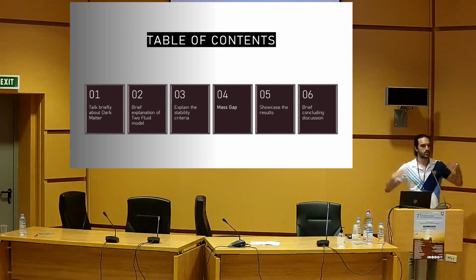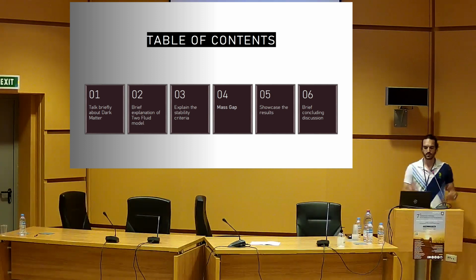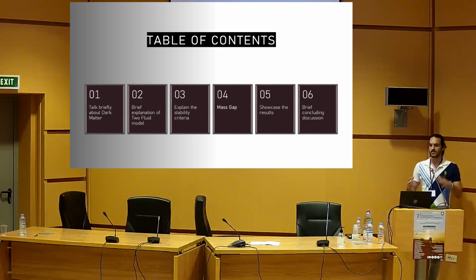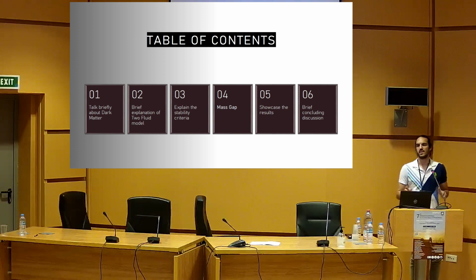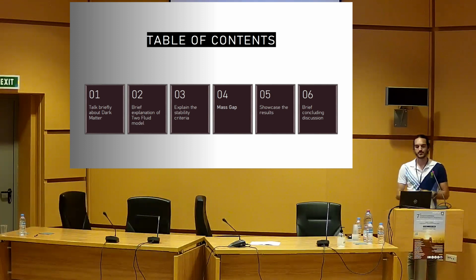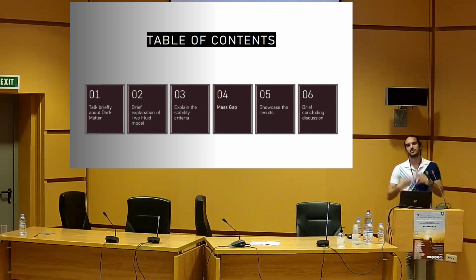First of all, we're going to talk briefly about dark matter. What is it? Well, we're going to do a brief explanation of the two-fluid model and how we work in order to insert dark matter into our equations. Explain the stability criteria, which is a very crucial component of this presentation. It was the most painful thing to find. Then we will explain the mass cap, what it is, and why it's of great importance.